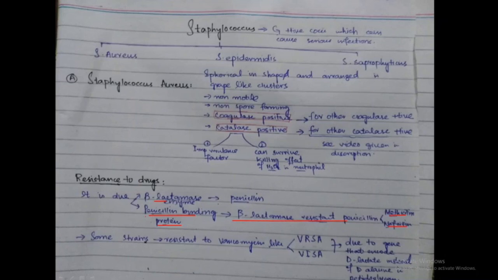And some strains become resistant to vancomycin, like vancomycin resistant Staphylococcus aureus and vancomycin intermediate resistant Staphylococcus aureus. They do this by making changes in the gene that encodes for D-lactate instead of D-alanine in peptidoglycan, which is the main site of action of vancomycin.